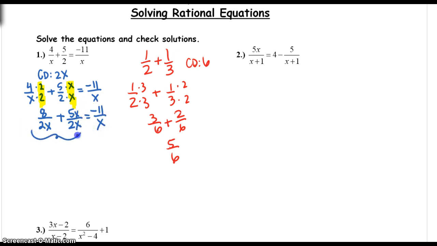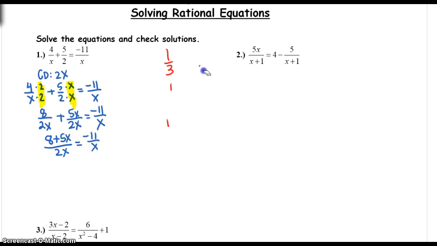Now we can combine these together. So just like when you did this, you did 3 plus 2 all over 6 is 5 over 6. We would do the same thing here. So 8 plus 5x all over 2x equals negative 11 over x. All right, I'm going to erase this over here because we're done using that now.